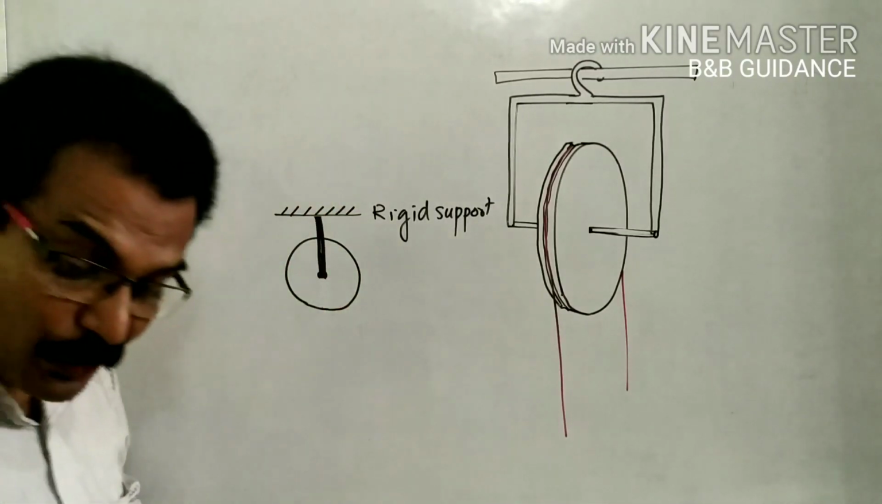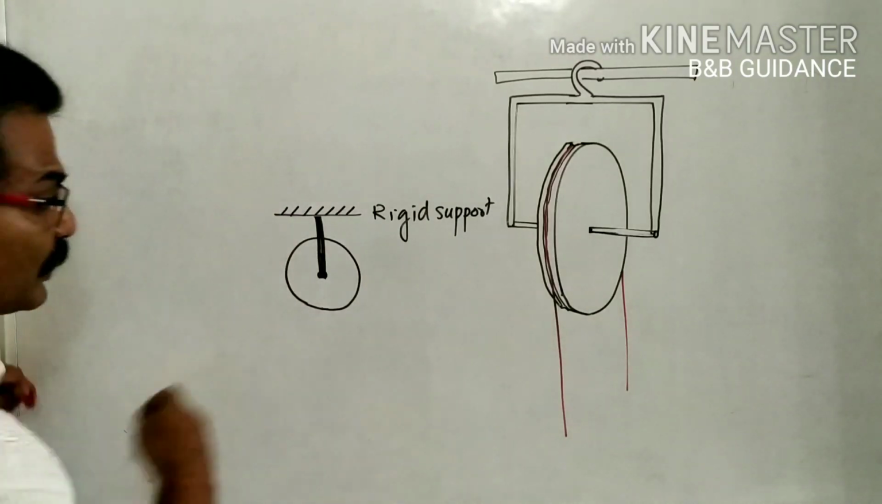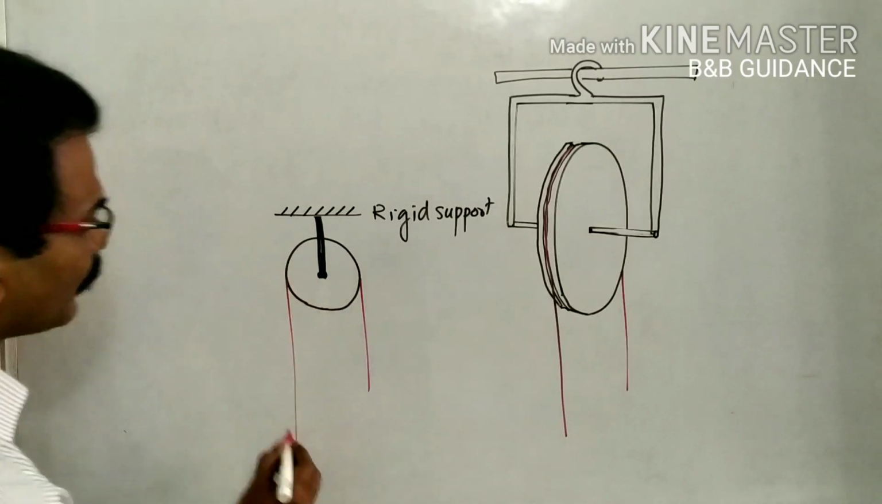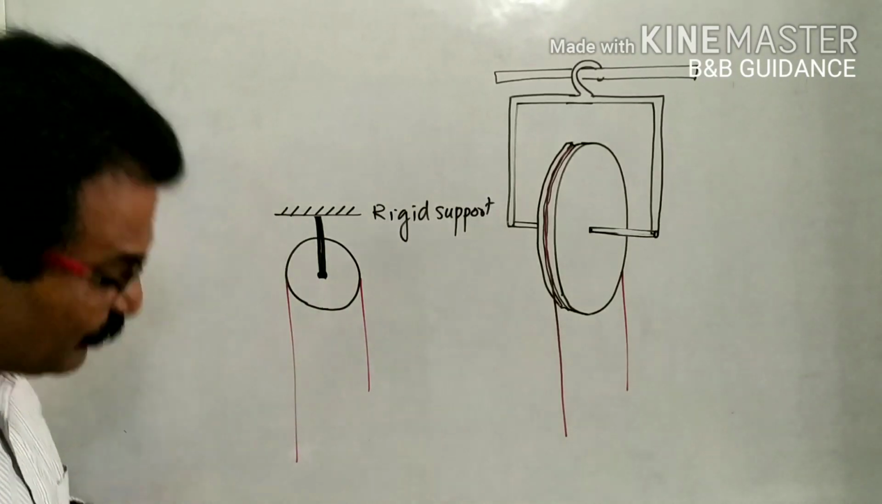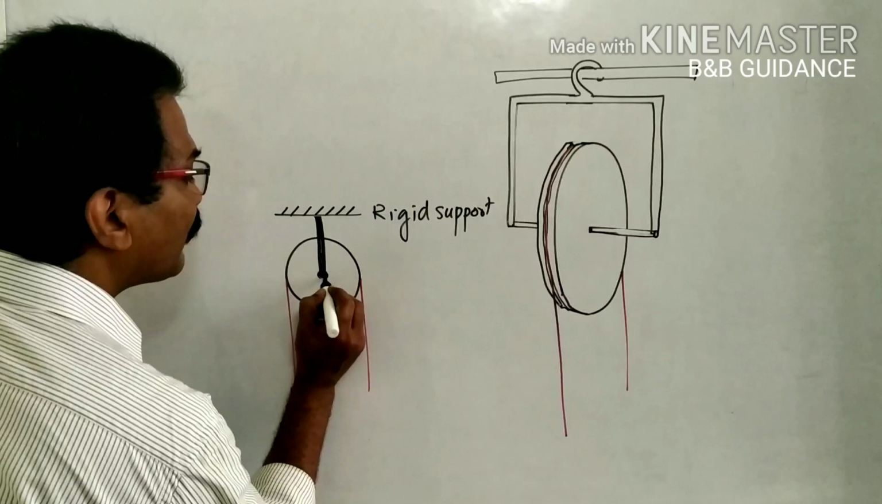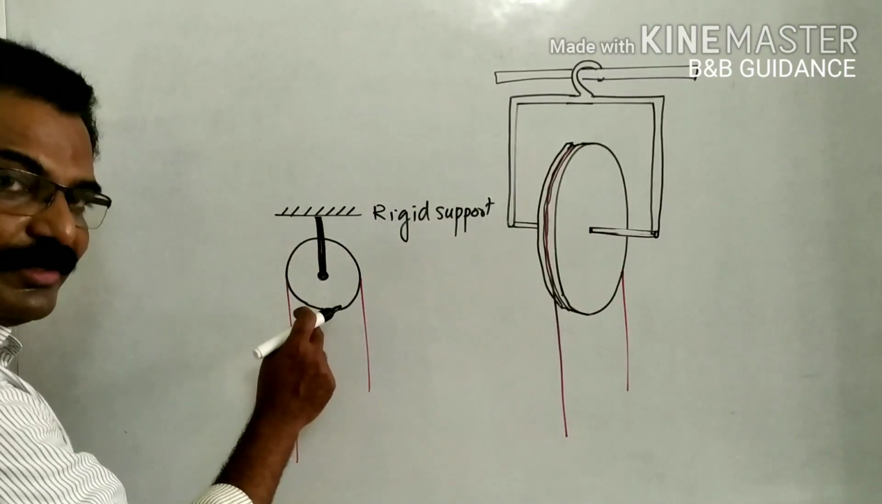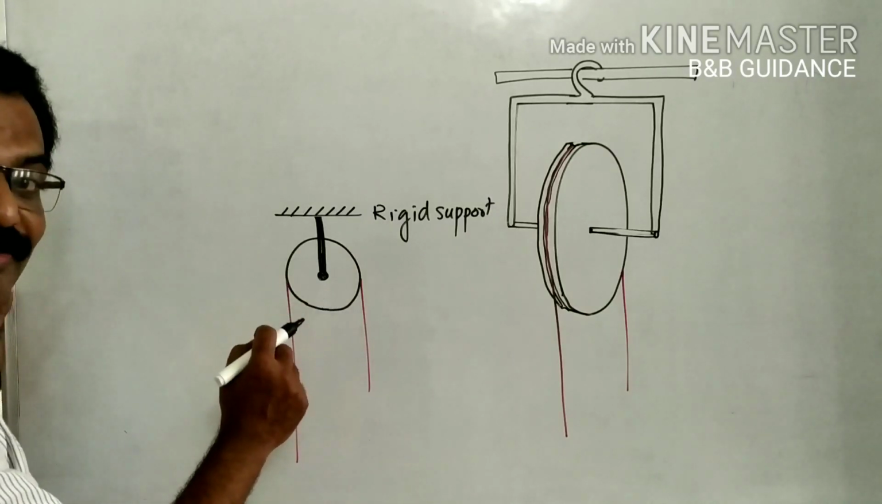Of course, a rope or a string is passed over that, like this. In this diagram which I have made, this axis of rotation is fixed, and we call it a single fixed pulley.